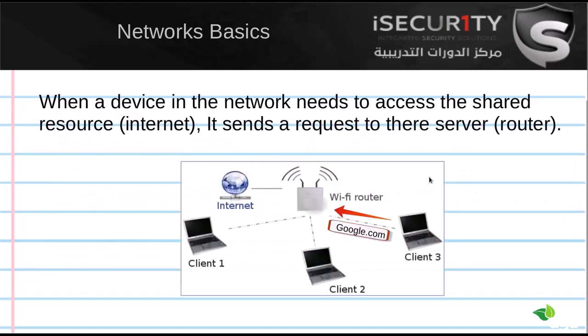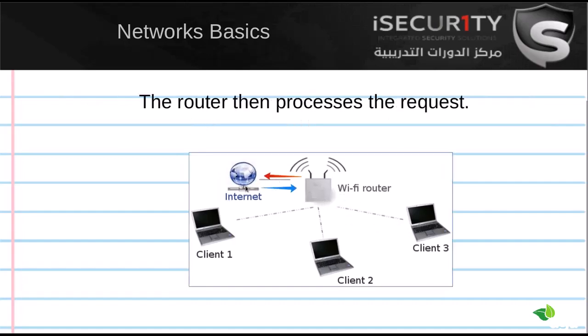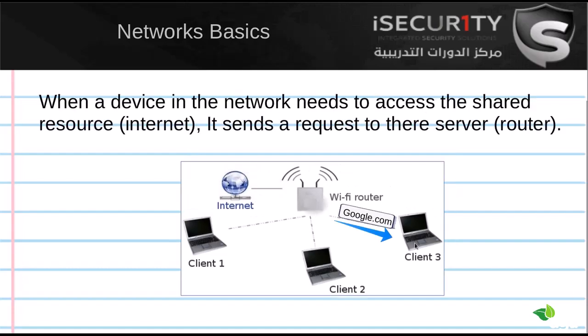So whenever client 3, for example, wants to open google.com, it's going to send a request to the router asking it, okay, I need google.com. The router is going to go to the internet, grab google.com, and then forward it back to client number 3. So client number 3 does not have direct access to the internet. It has to go through the router, and the router is going to bring the request and send the response back to client number 3.